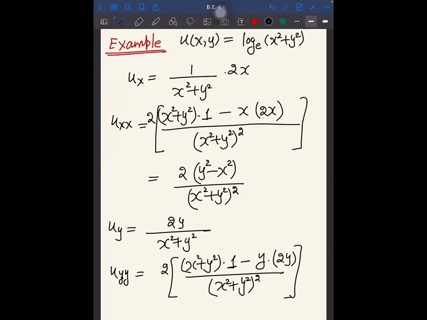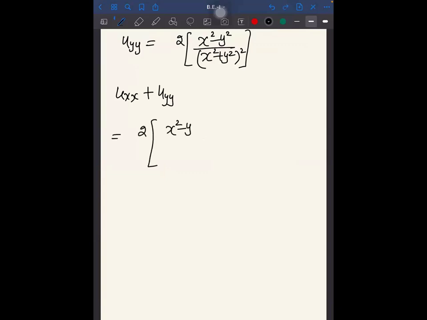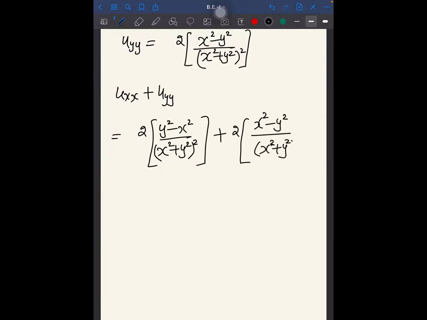So now x square minus y square, okay? So uyy will be 2 times the x square minus y square upon x square plus y square whole square. So now uxx plus uyy, that is 2 times the y square minus x square upon this thing plus 2 times the x square minus y square upon this thing. Yes, you're with me? Yes, sir. So that is equal to 0. So this proves that your u is harmonic, right?